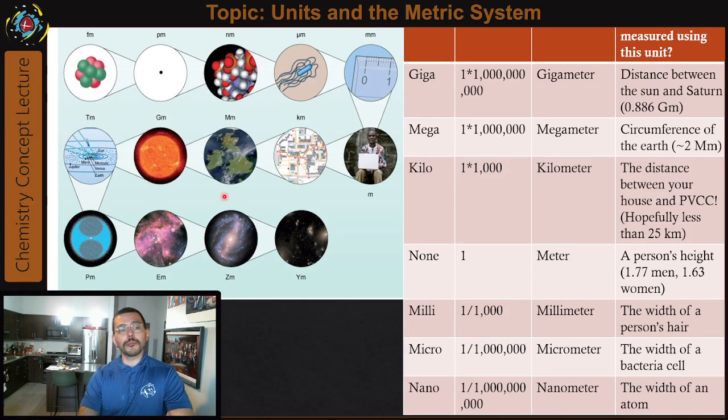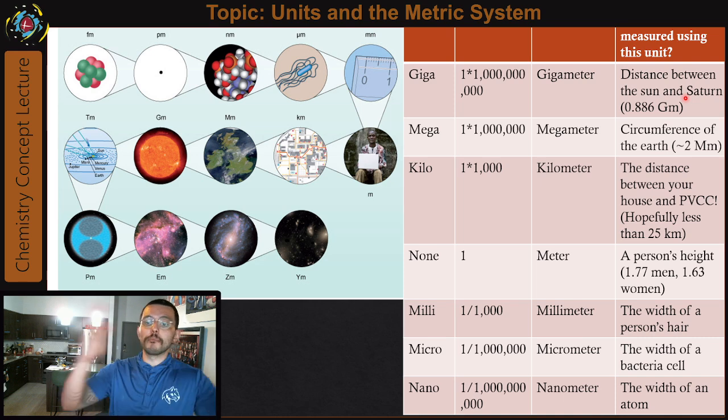So there are different prefixes that all have defined meanings. So for example, giga means that you take that measurement and you multiply it by 1 billion. So 1 times 1 million and 1,000. So the distance between the sun and Saturn would be 0.886 gigameters. So if I told you gigameter, it would mean something really big. If you think about kilometers, when you come to this class, the distance between your house and Paradise Valley Community College could be hopefully less than 25 kilometers, but you would understand how big of a distance that is because you have to drive it.